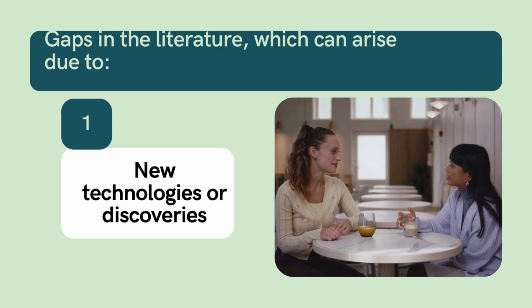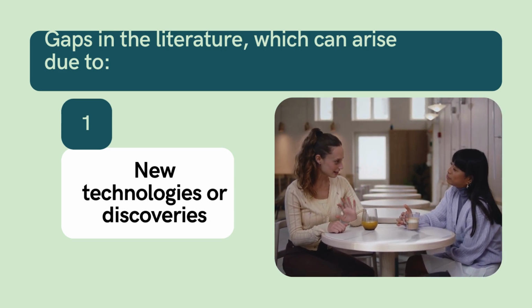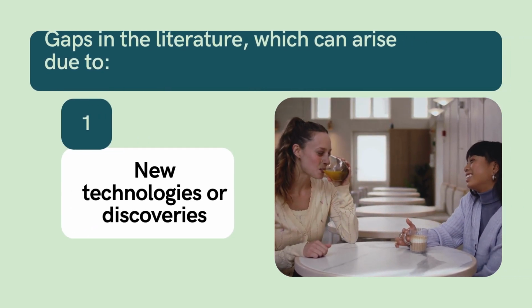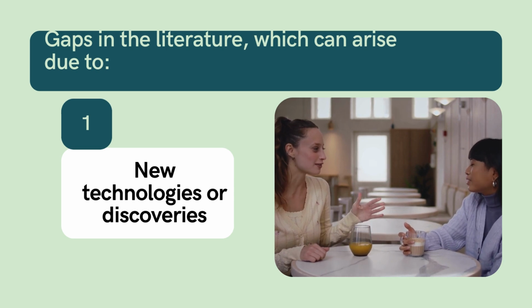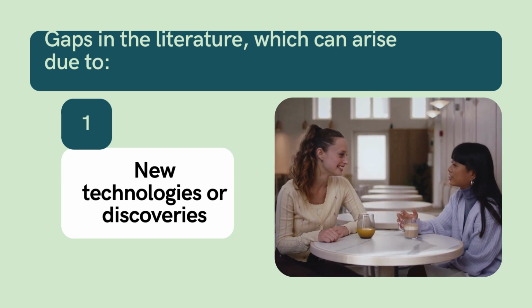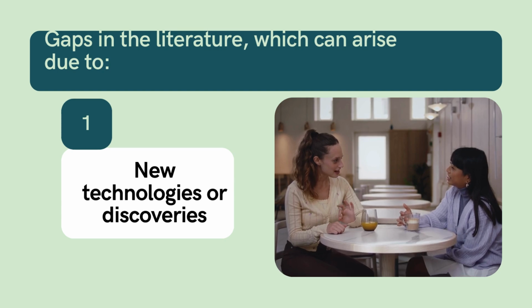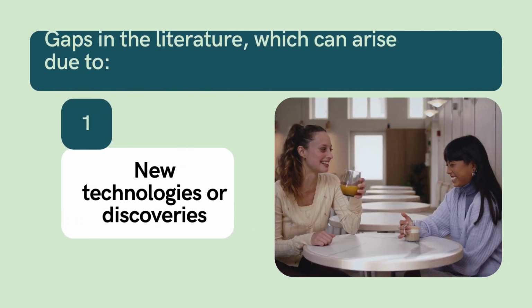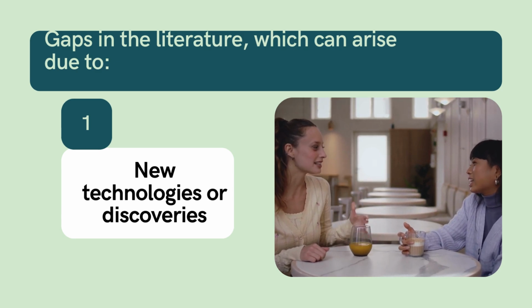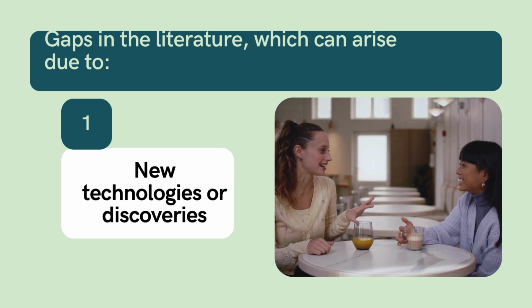The first is when new technologies or discoveries emerge. For example, when artificial intelligence became widely accessible, there was very little research on its impact in many areas. This opened up many opportunities for researchers to explore new questions.